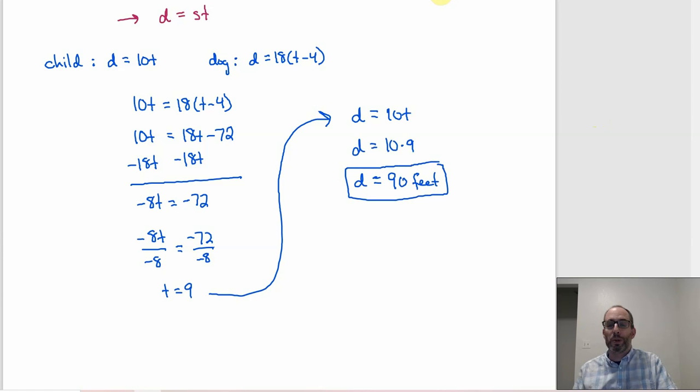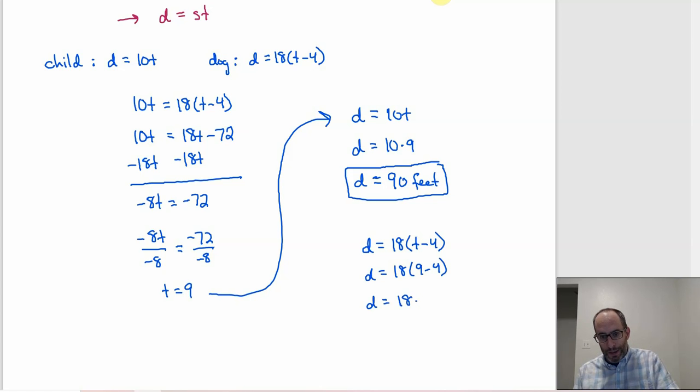And that is the answer. And this also would have worked if you used the other representation of the distance, if you used the dog one. So just for completeness' sake, I'll stick this in at the end. You'd have 18 times t minus 4. Then you'd be subbing the 9 in for t here. So you get that d is 18 times 9 minus 4, which would mean that d is 18 times 5, but that is 90. So you'll get the same thing. So see, you could have subbed into either one.